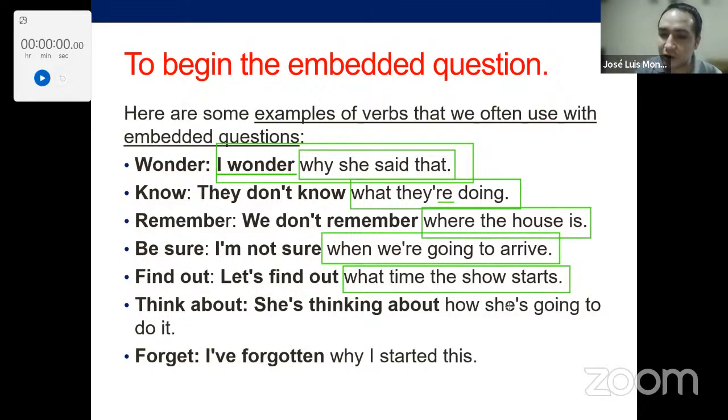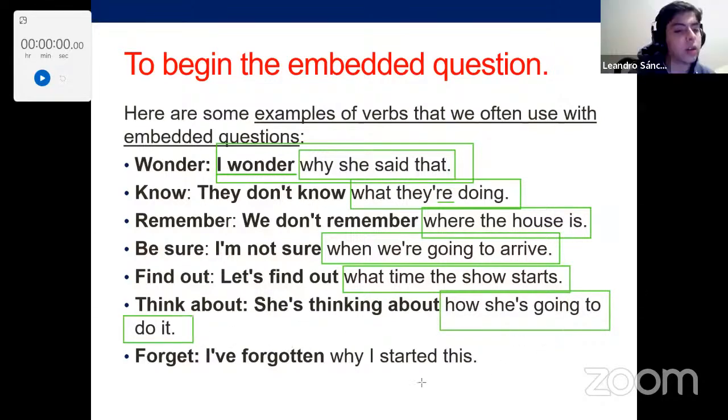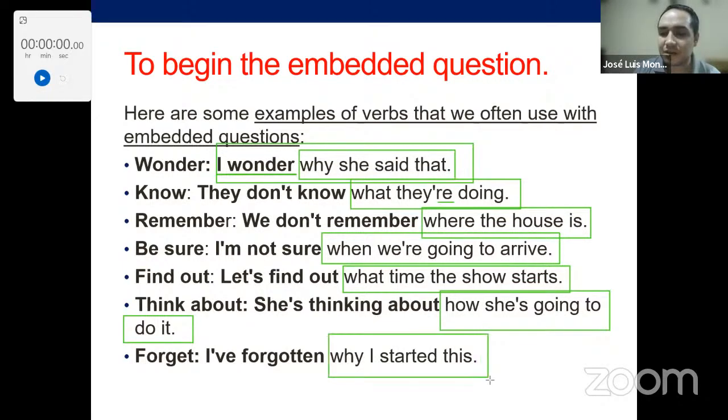Okay, these two. What about this one? This one over here, and the last second part is here. How is she going to do it? Perfect. And the last one, this one, please.